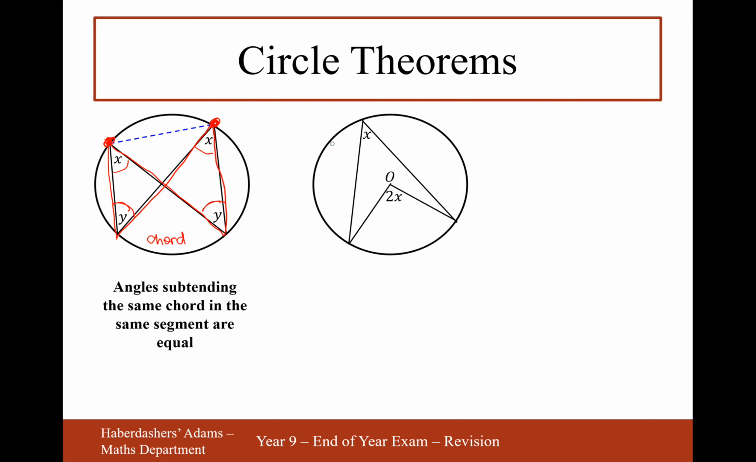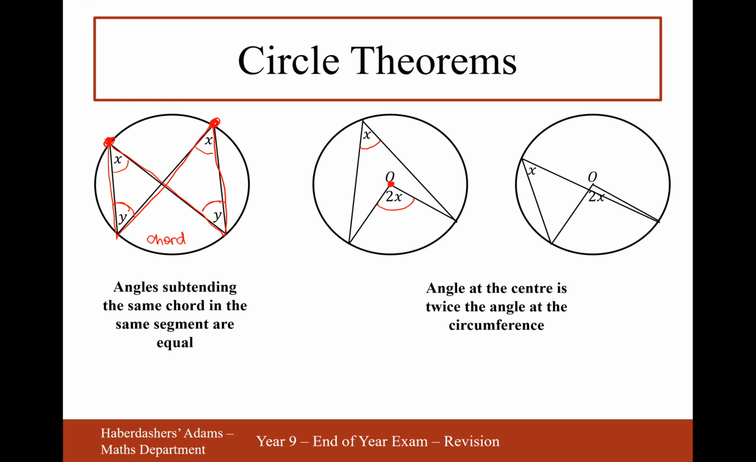And then the final circle theorem we have to remember here is that arrowhead circle theorem, whereby if you've got a shape that forms similar to an arrowhead with a point at the centre, it has to be at the centre, then the angle at the top, double it, you'll get the angle at the centre. So the angle at the centre is double the angle at the circumference.